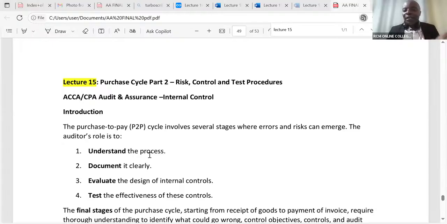From there, we shall be able to evaluate the design. Was the design of those controls okay? And then, of course, we shall test and see whether for sure they're effectively helping this organization to meet its objectives. So, ladies and gentlemen, please remember that the auditor's role as pertains internal control systems is to understand the whole process, the whole controls. We have to document this. Then we evaluate the design of internal controls. Then we test the effectiveness of these controls.